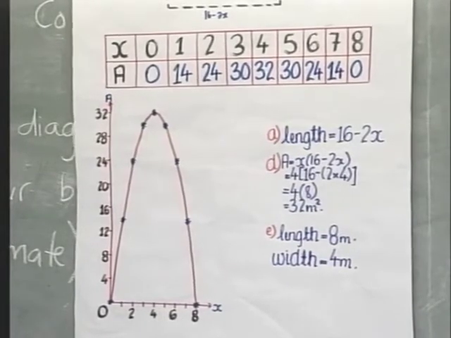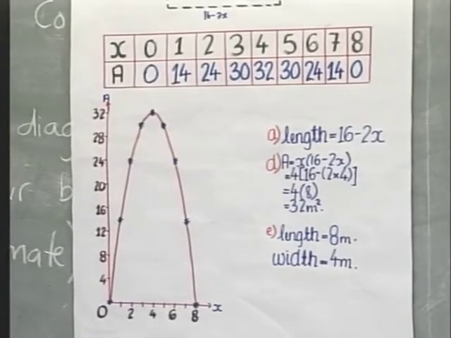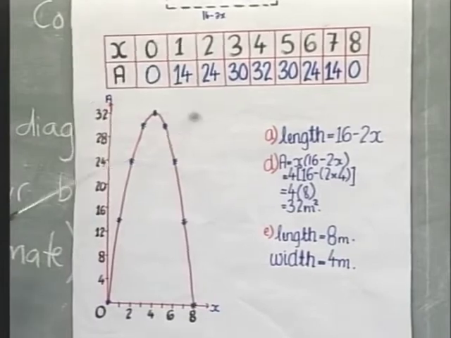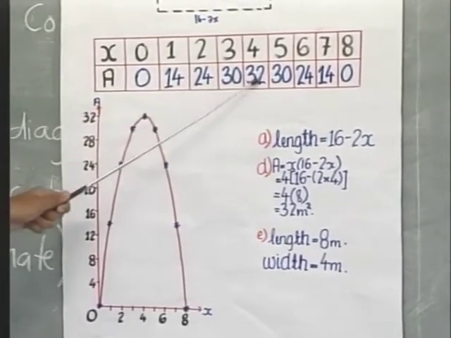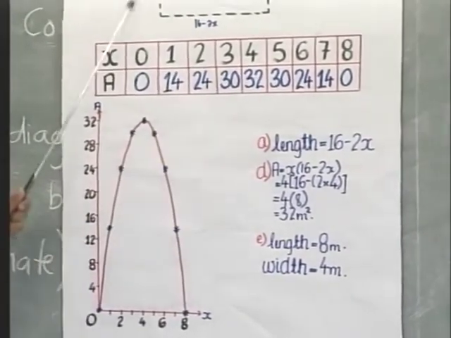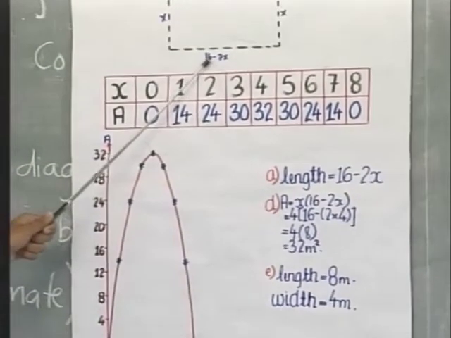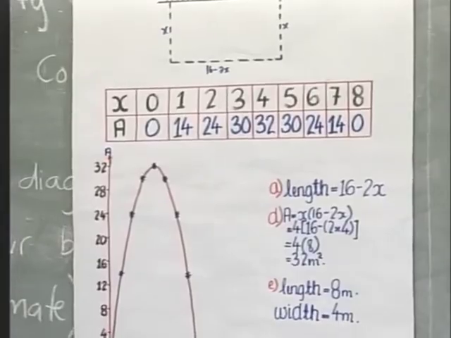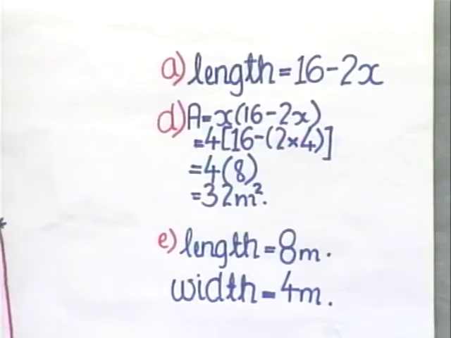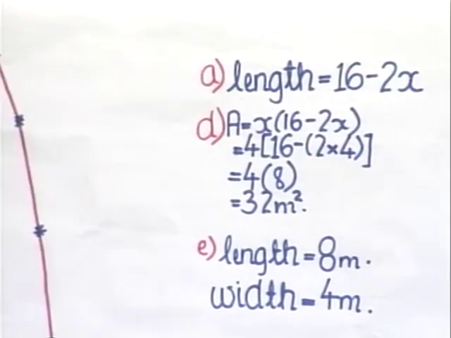And the last question, what dimensions will have the maximum area? Since x is already given as 4 meters, which is the width, you substitute and solve for 16 minus 2x, and you get the length, which is 8 meters. Thank you. Good. Okay, thank you, Jake.